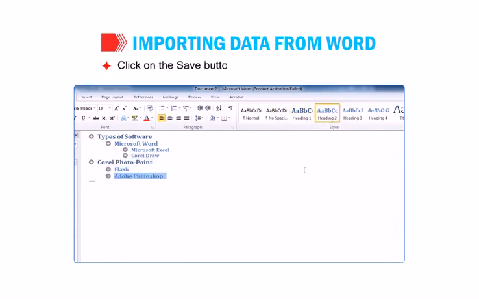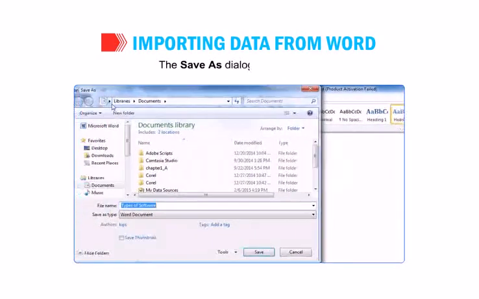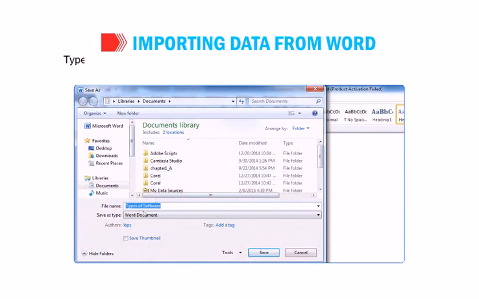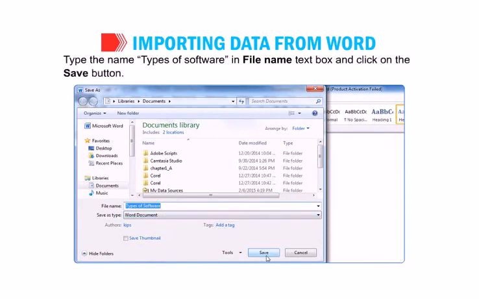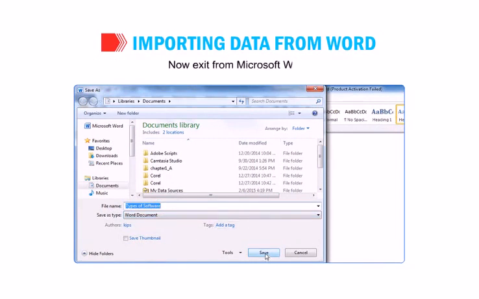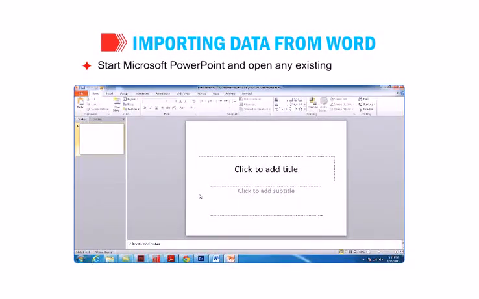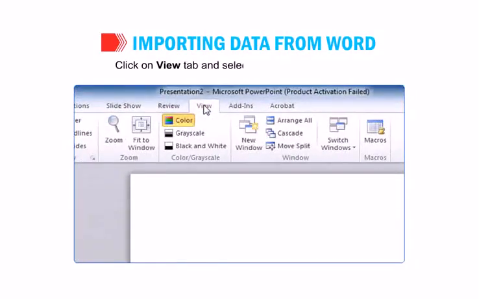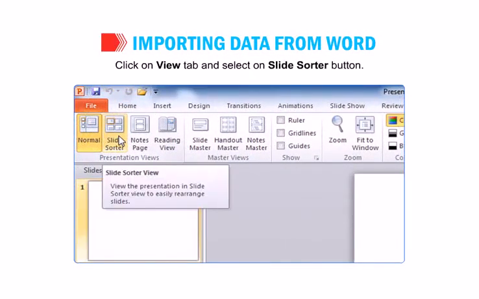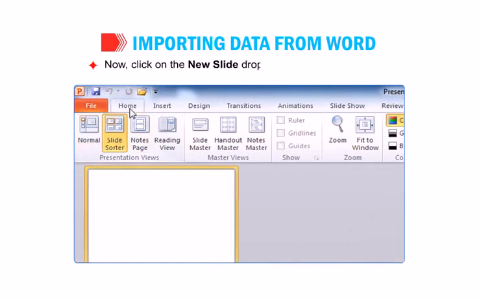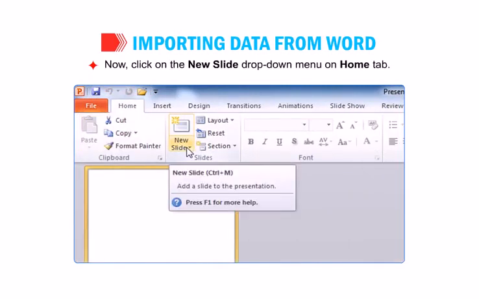Click on the Save button on the Quick Access toolbar. The Save As dialog box appears. Type the name Types of Software in the File Name text box and click on the Save button. Now exit from Microsoft Word. Start Microsoft PowerPoint and open any existing presentation. Click on the View tab and select the Slide Sorter button. Now click on the New Slide drop-down menu on the Home tab.